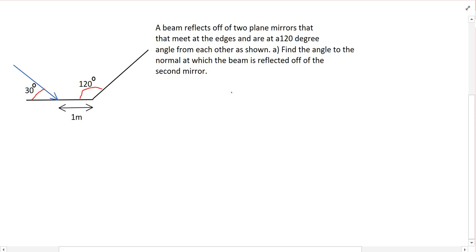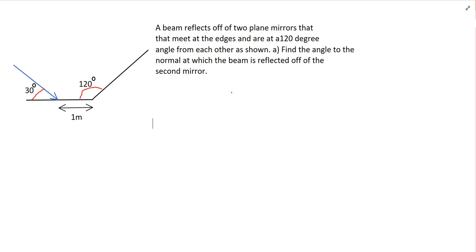This is an example problem involving a beam that hits a plane mirror and then reflects off of that plane mirror onto a second plane mirror that's oriented at an angle with respect to the first. And the goal is to determine at what angle this beam will reflect off of the second mirror.